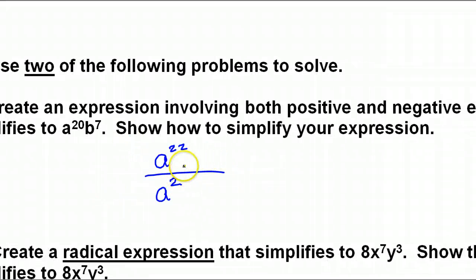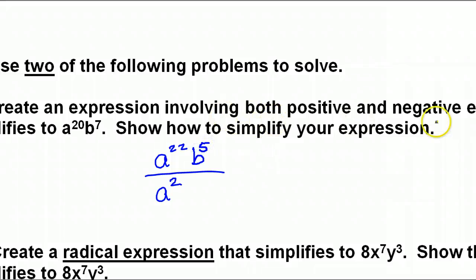Just looking at the a's. Say if I had a to the 22nd power over a squared. What would happen here? Well, these two a's would cancel out two of these a's, and so that would leave a to the 20th power. So there you go. Now, what if I had b to the 5th power?